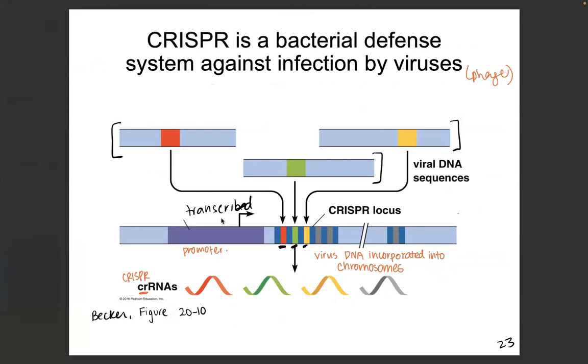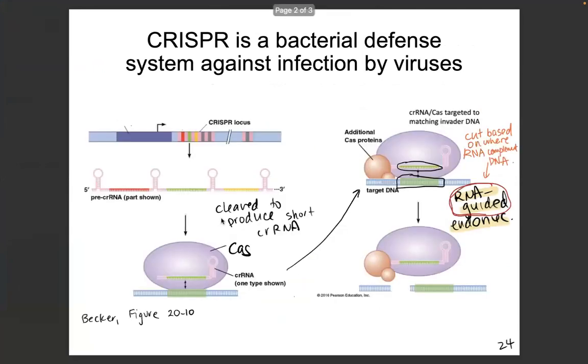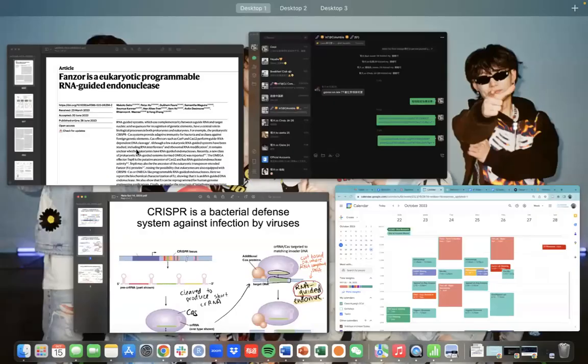different viral DNA sequences into its own bacterial genome. Then these CRISPR RNAs get transcribed into actual RNAs, and these RNAs serve as guide RNAs for the CRISPR-Cas system that binds to the target DNA when a virus enters the bacteria. So essentially, it's an RNA-guided endonuclease system, and that is what really matters.